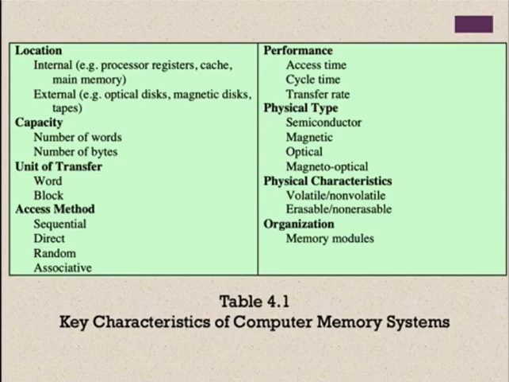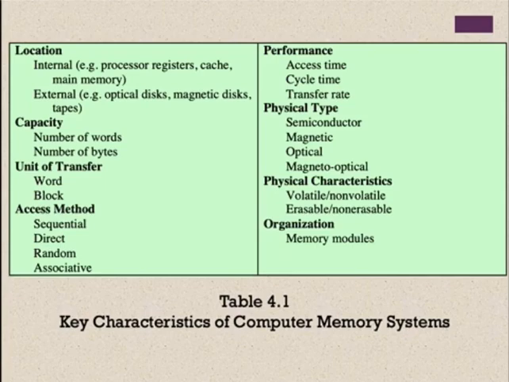Performance: how do we measure the performance of memory? We use 3 different parameters: access time, cycle time, and transfer rate. Then the physical type, like how the memory is made up. It may be semiconductor technology, magnetic, optical, or magneto-optical. Then physical characteristics: whether the memory is volatile or non-volatile, and whether it is erasable or non-erasable. And of course, organization, the memory modules, like how different modules are connected.